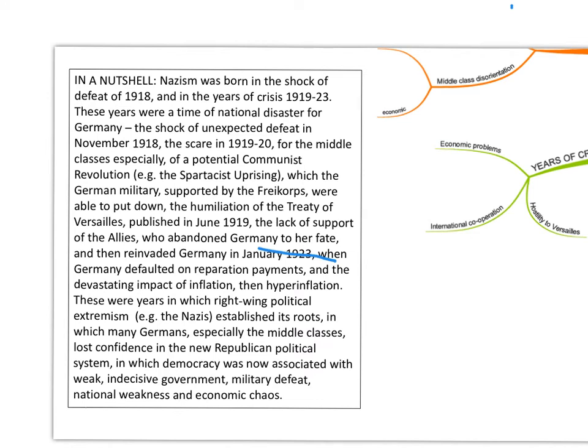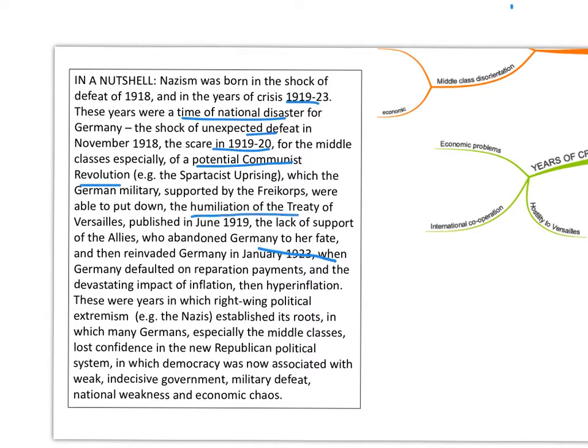So Hitler formed the Nazi Party in that crucial year 1919, when the country seemed to be teetering on the edge of a communist revolution, which of course the Freikorps put down. It never actually happened, but there was a horrible scare. And then the next 4 years were a time of crisis. So as we know, years of crisis, a time of national disaster, the shock of unexpected defeat, the real scare. It looked as if Germany was going to have a communist revolution. Fortunately, from the middle class point of view, the revolution was put down.